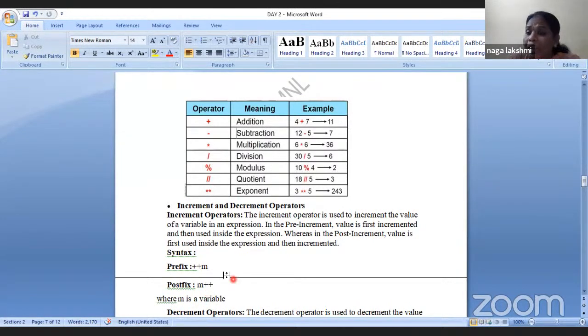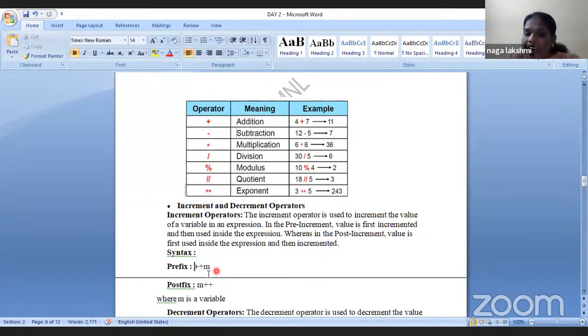Here two types of increments are there. How many types? Two types. One is prefix increment, the other one is postfix increment. By looking at this you could say that prefix means first we are going to add.